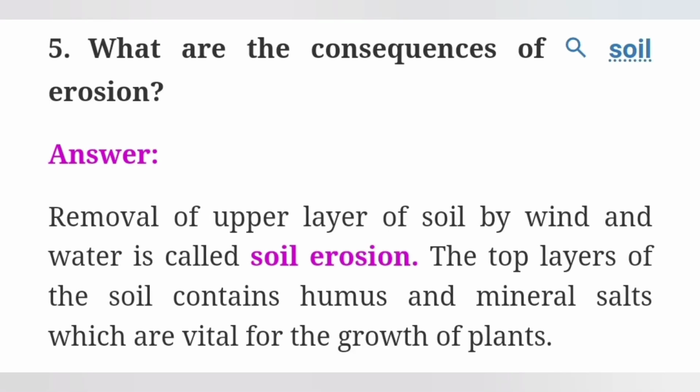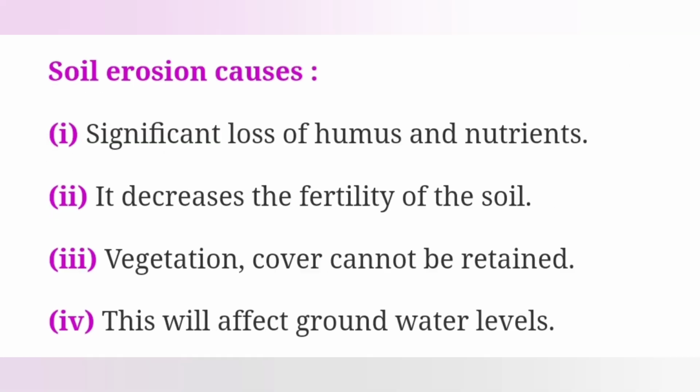Fifth question, what are the consequences of soil erosion? Removal of the upper layer of soil by wind and water is called soil erosion. The top layers of the soil contain humus and mineral salts which are vital for growth of plants. Soil erosion causes, first point, significant loss of humus and nutrients. Second point, it decreases the fertility of the soil. Third point, vegetation cover cannot be retained. Fourth point, this will affect groundwater levels.